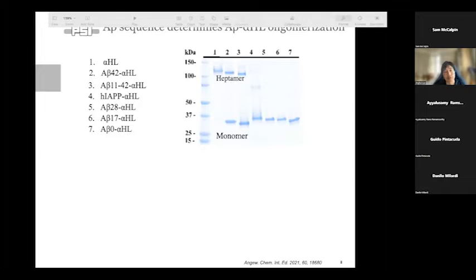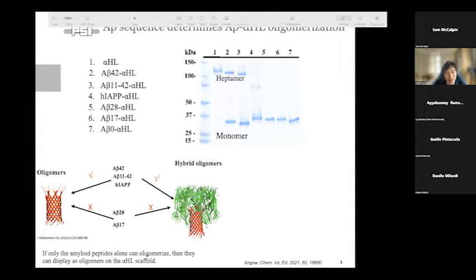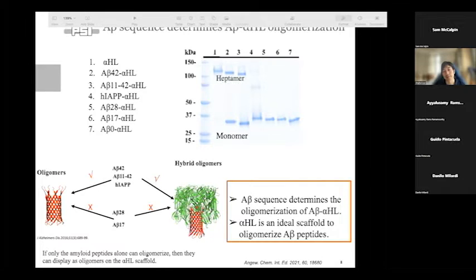So if we try other control sequences like A beta 11 to 28 or A beta 11 to 17, replacing the beta stem of alpha hemolysin, we can only see monomer here. We are not able to see any oligomer formation. This probably can give us some idea. The full-length A beta and the truncated version can form oligomers themselves, and if we put them on the alpha hemolysin scaffold, they still can form oligomers. If another sequence cannot form oligomers, and we put it on alpha hemolysin, it will not form oligomers anymore. So this can give us a conclusion: the A beta sequence determines the oligomerization of the A beta alpha hemolysin artificial sequence, and alpha hemolysin is an ideal scaffold to oligomerize A beta peptides.